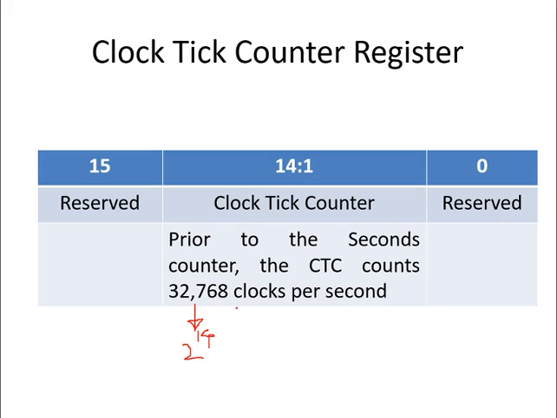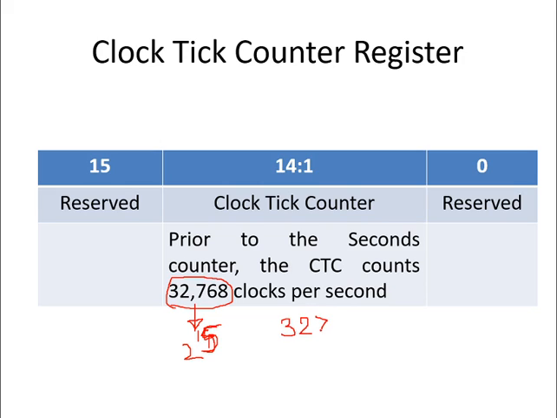Once it counts that many clock pulses, it will generate one pulse and that will be given to the seconds counter. So the clock tick counter counts 32768 clock pulses, that is 2 raised to 15, and that will be given to the seconds counter. So when it counts that many clock pulses, it will generate one clock pulse. So remember, the clock signal must have the same frequency. Then only you will get a 1 second time period.